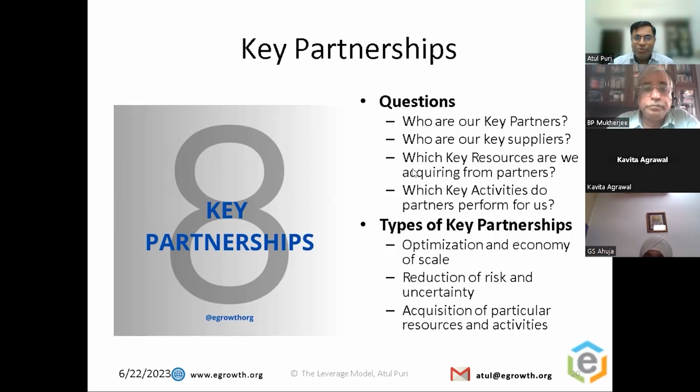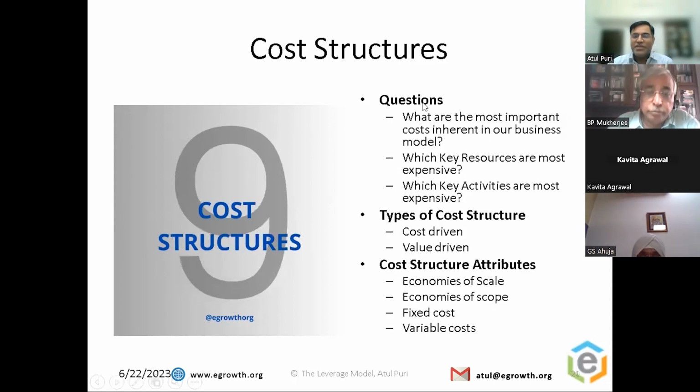And then we come to the ninth block, which are the cost structures. What are the most important costs inherent in our business model? Which key resources are the most expensive? Which key activities are the most expensive? Types of cost structures are cost driven or value driven.